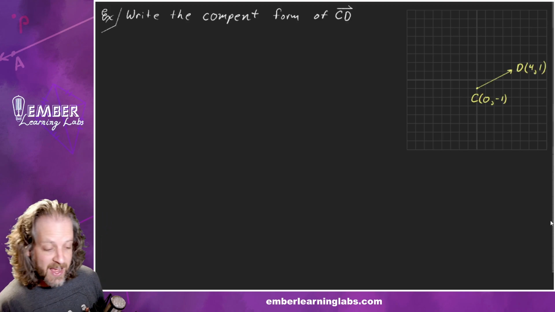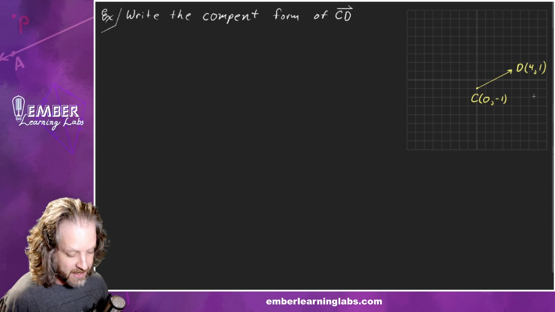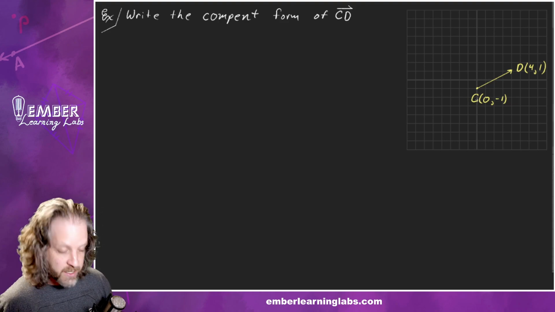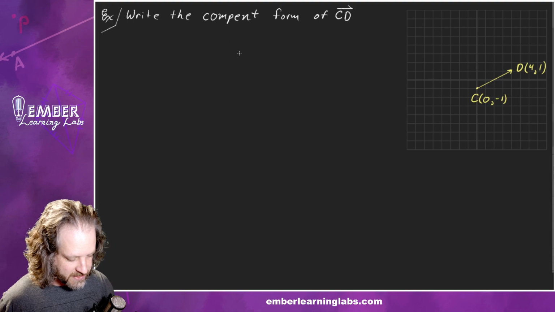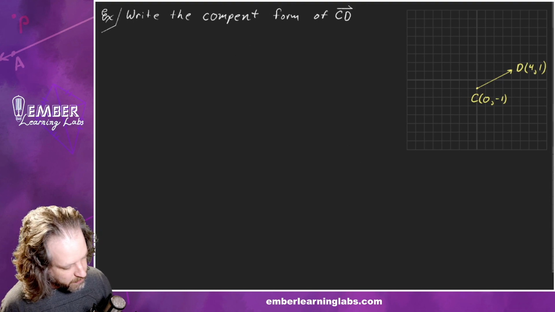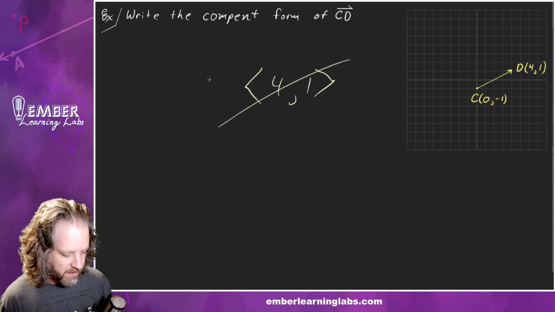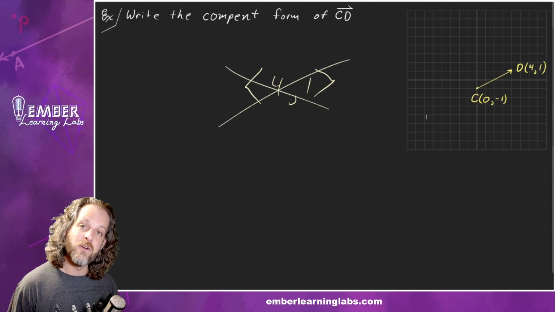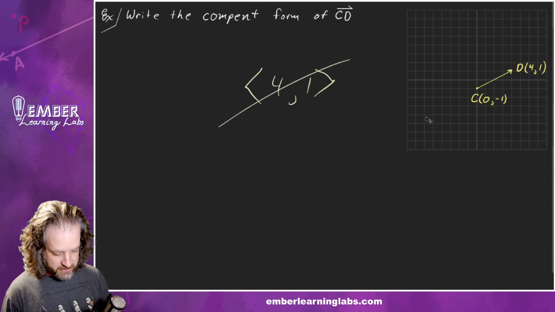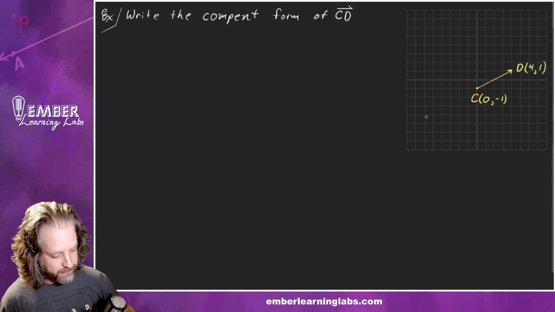All right, let's do an actual example. So we have a vector CD that's drawn here. It is not in standard position, which is going to be important when it says to write the component form, because you might be tempted to say the component form is 4, 1, but you would be wrong. In order to write the component form, it has to be in standard form.